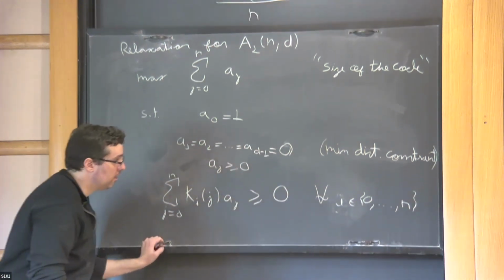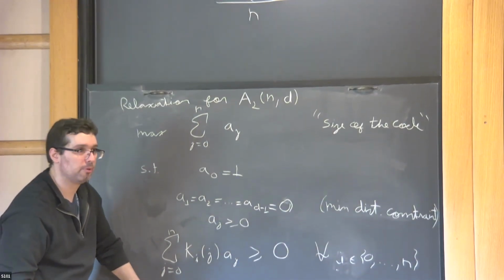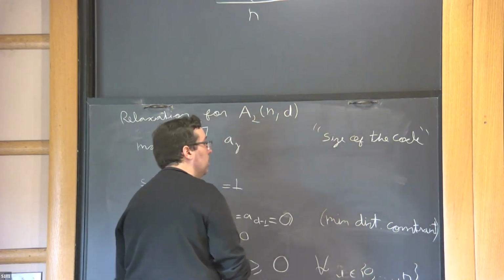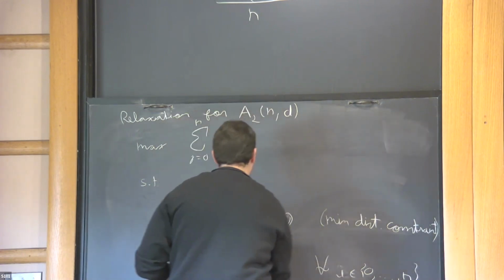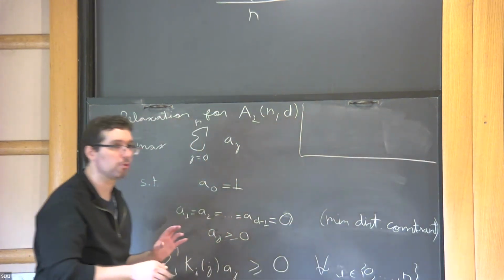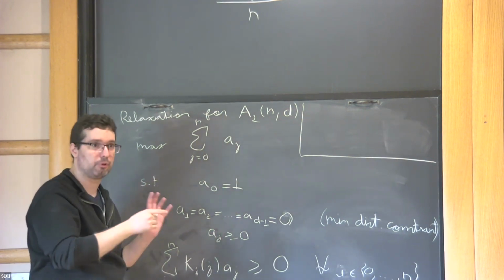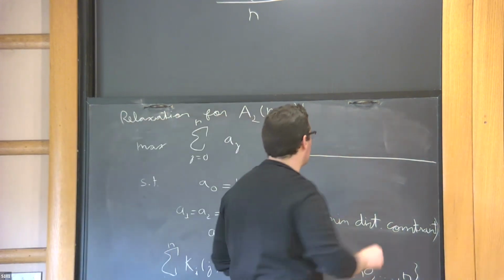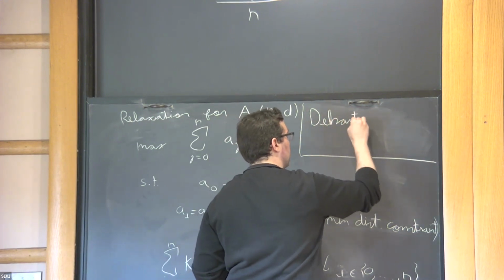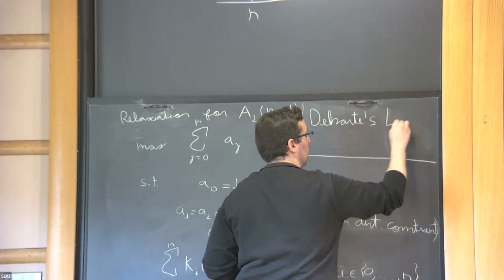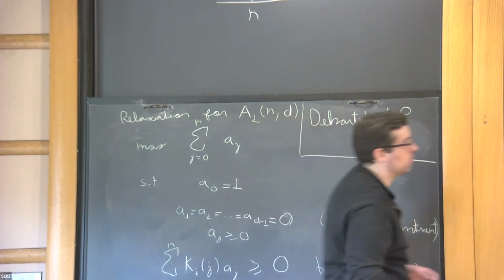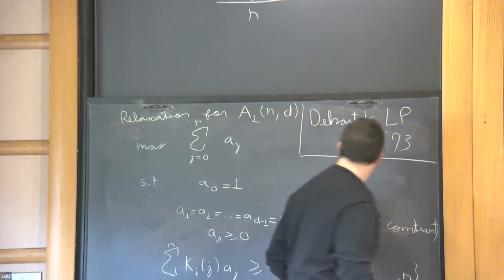And this is known as Delsarte's linear program. So this is the famous Delsarte's LP. And we stated the problem for linear codes, but it works more generally for nonlinear codes. We are going to get there. This is one of Delsarte's linear programs. And this is around 73.